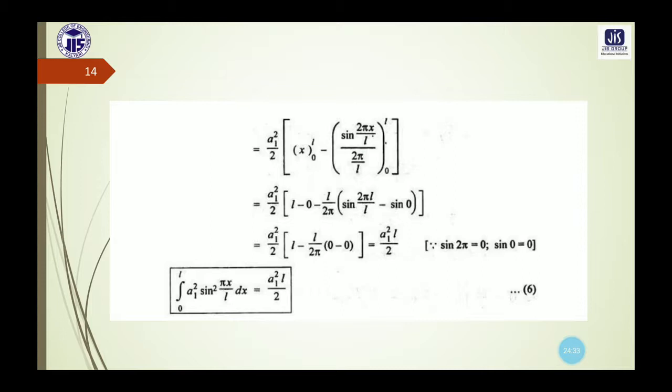So that means the integration of this first part, that is the integration 0 to L of a1 square sine square pi x by L dx, is actually a1 square by L, a1 square L by 2. So this is our equation number 6 which we are getting here.